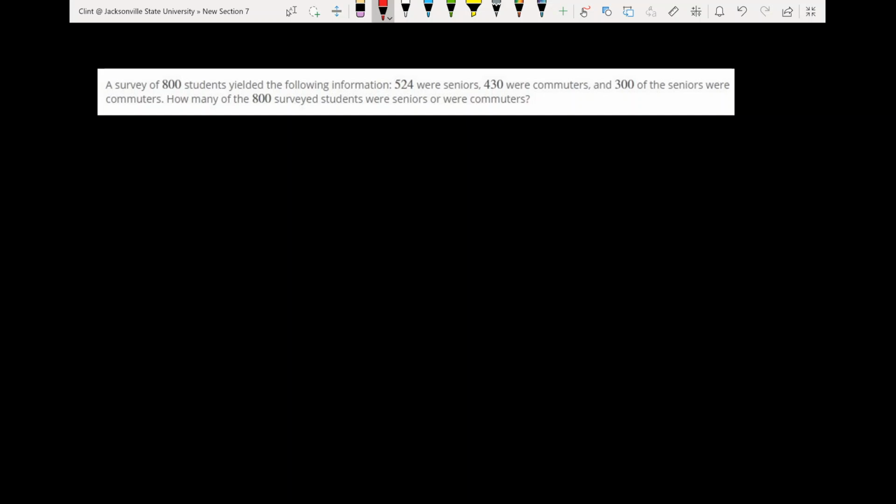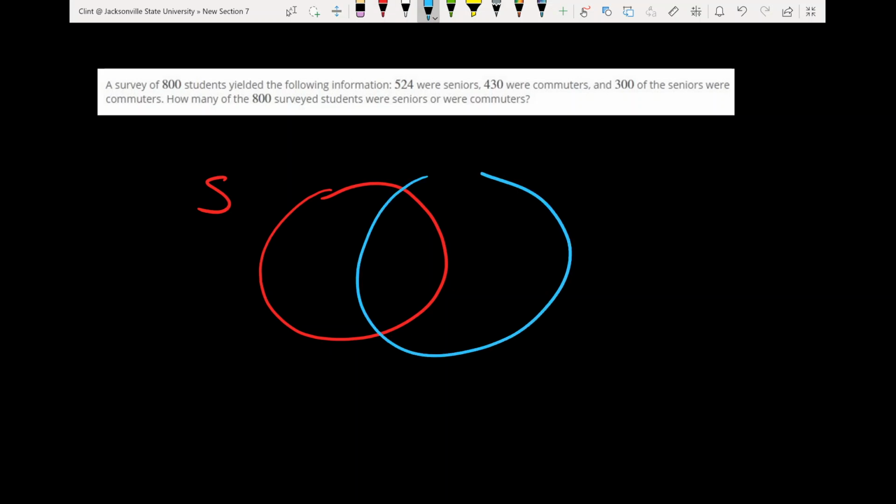So, to me, the best way of going about this one is to make a Venn diagram. Okay, so we'll make a circle and we'll call these seniors. And then we'll make a circle for commuters, and then we can fill in our Venn diagram from there. Okay, so on Venn diagrams, you want to work your way from the inside out. So we want to start in the overlap in here. How many were seniors and commuters? So it told us that number was 300. So we have 300 that are seniors and commuters. So that's where the two circles overlap.